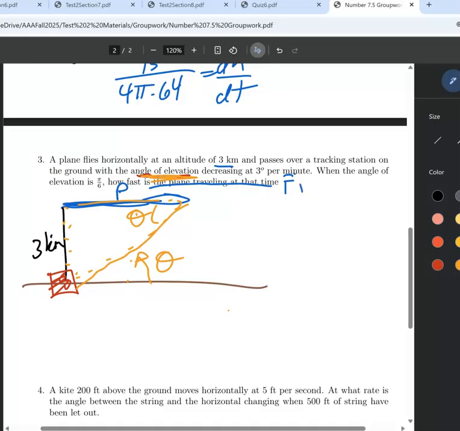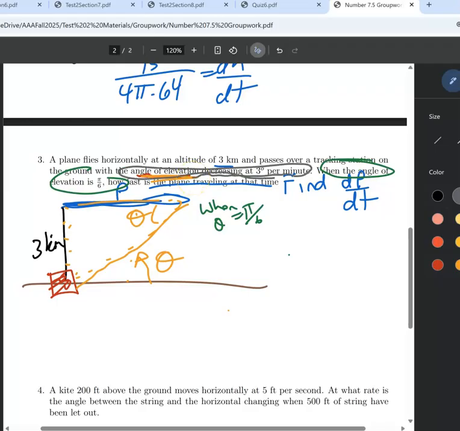How fast is the plane traveling? So find dp over dt. And then what else do they give us? When the angle of elevation, when theta is pi over 6. And then here's the tricky part. They're saying here, the angle of elevation is decreasing at 3 degrees per minute.